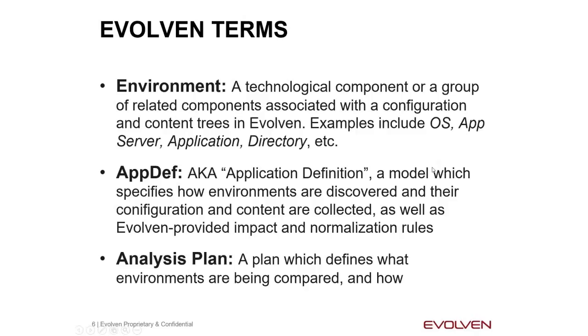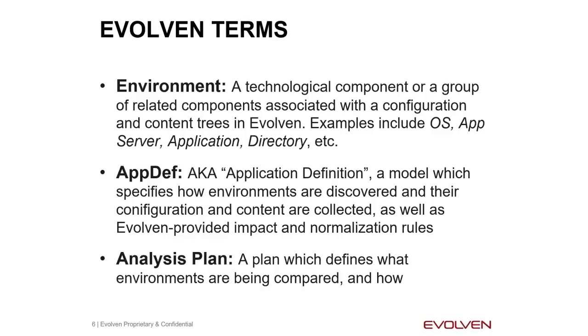Okay, so first let's cover a few terms that hopefully should be familiar to you in Evolven. The first one is an environment. Environment is one of these overloaded terms that gets used in a lot of different ways, in different products and different contexts in IT. When we talk about environment, we're talking specifically about a technological component or group of components with a configuration and content in Evolven. So an operating system or an application server or an application that's deployed in an app server or a web server, a specific directory, these are all environments.